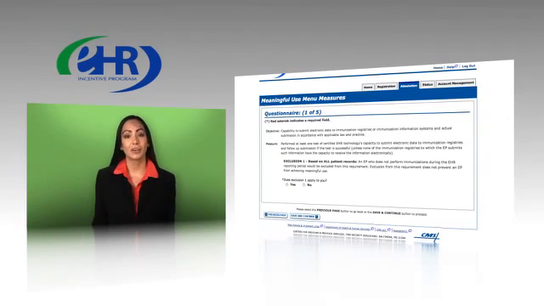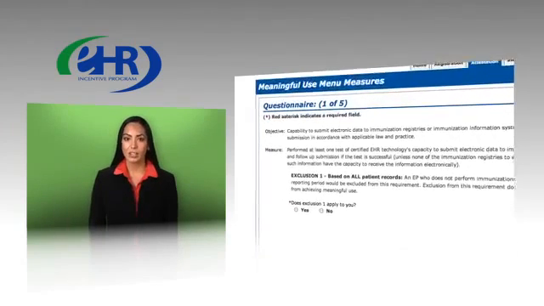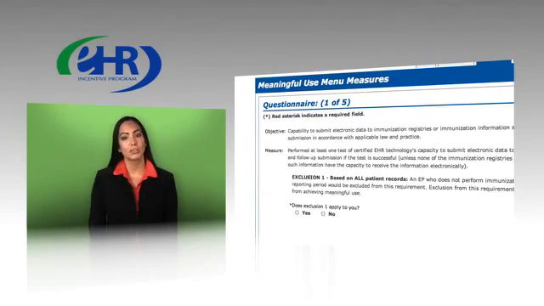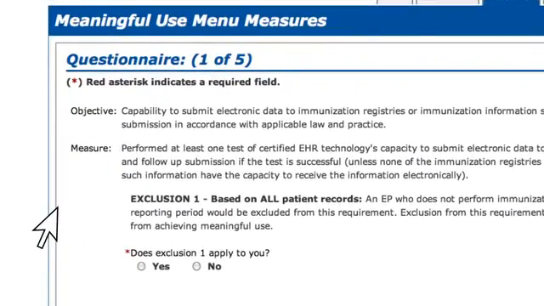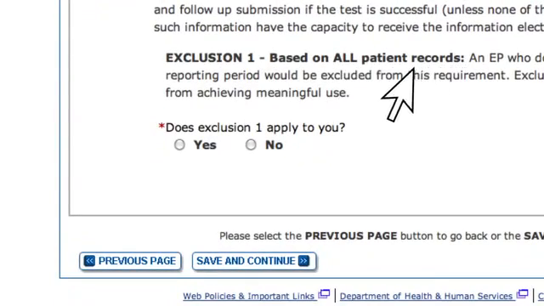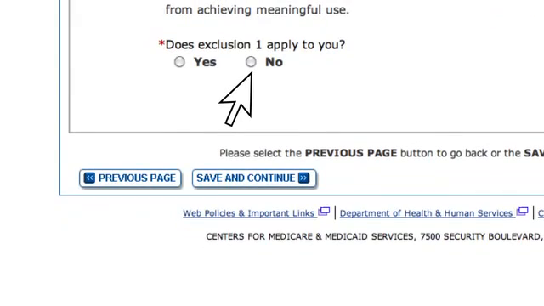You will now enter your criteria in each measure that you have selected to meet. You will notice that the questionnaire is similar to the Core Measures questionnaire. Responses are required for each measure that you have selected to meet. If you qualify for an exclusion for a specific measure, then you would select Yes, this exclusion applies to you. If an exclusion does not apply, then No should be selected. After the question has been completed, click on the Save and Continue button to go to the next question.